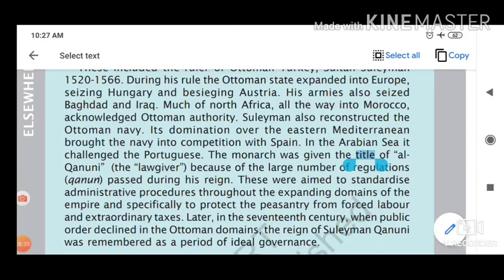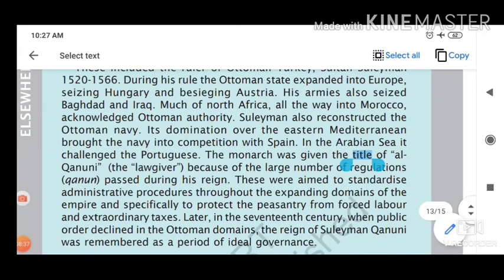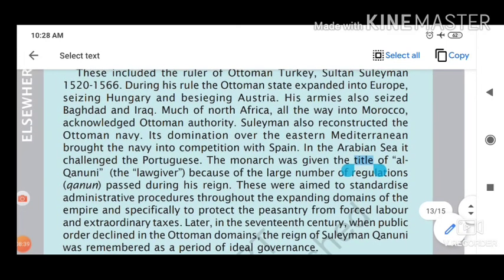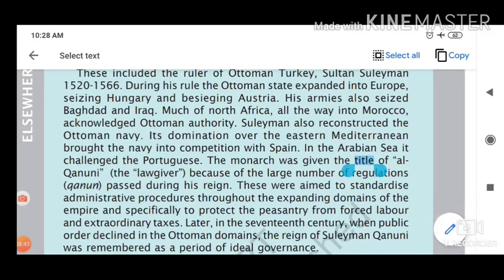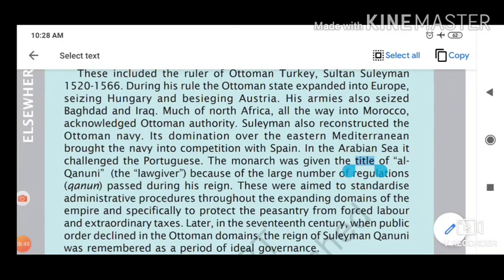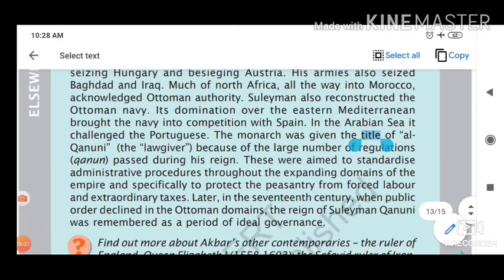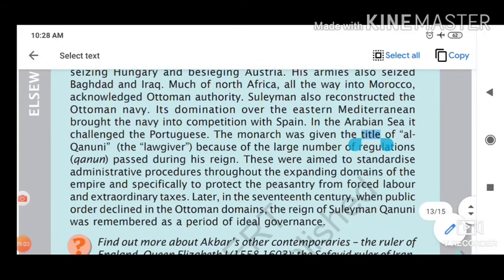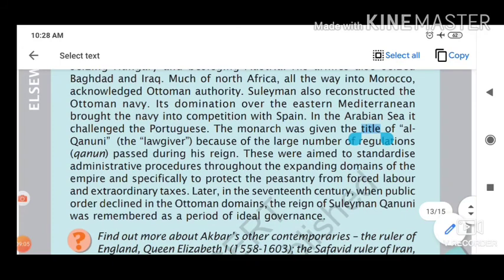Mediterranean is the name of an ocean area or sea area. And when Suleiman of the Ottoman Empire dominated the eastern Mediterranean area, it had to fight against Spain. Moreover, in the Arabian Sea, Sultan Suleiman challenged the Portuguese.